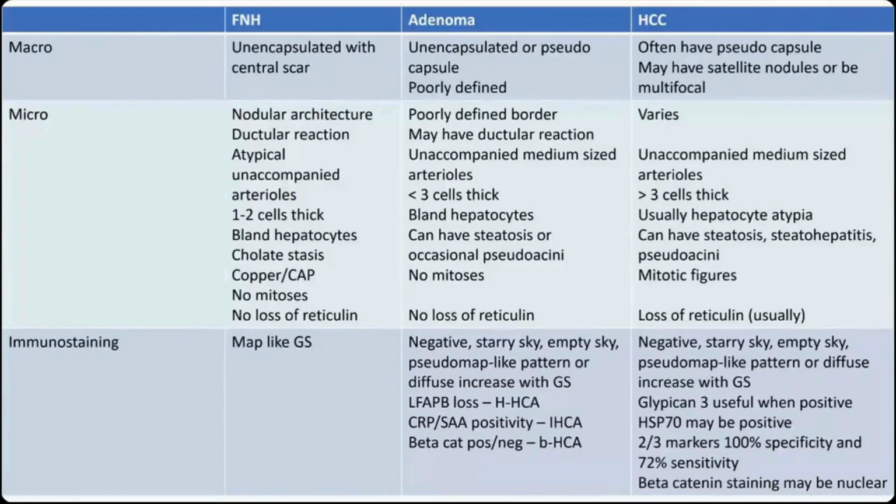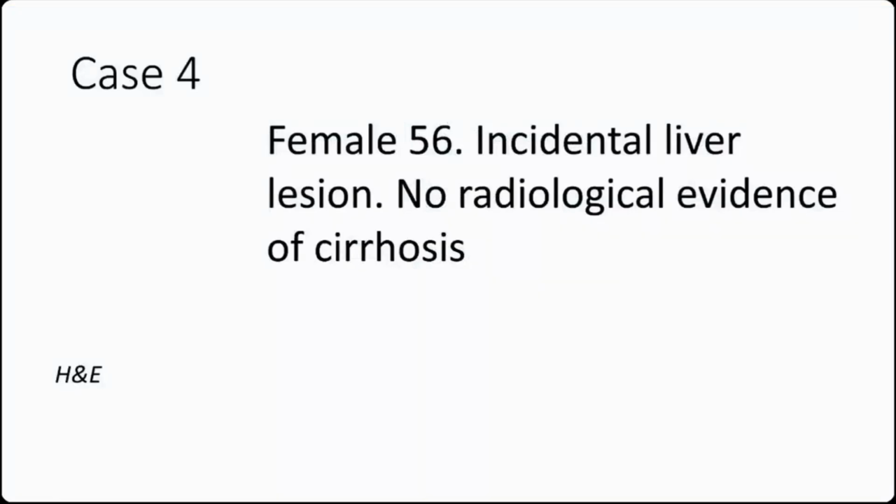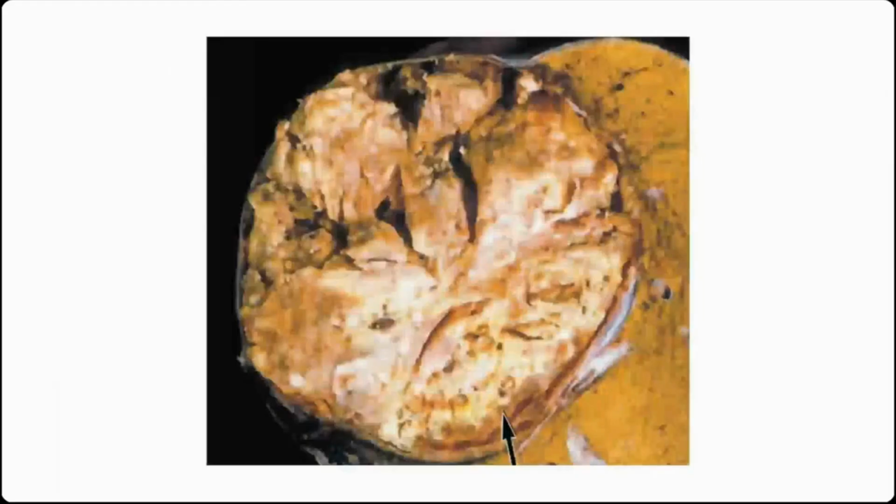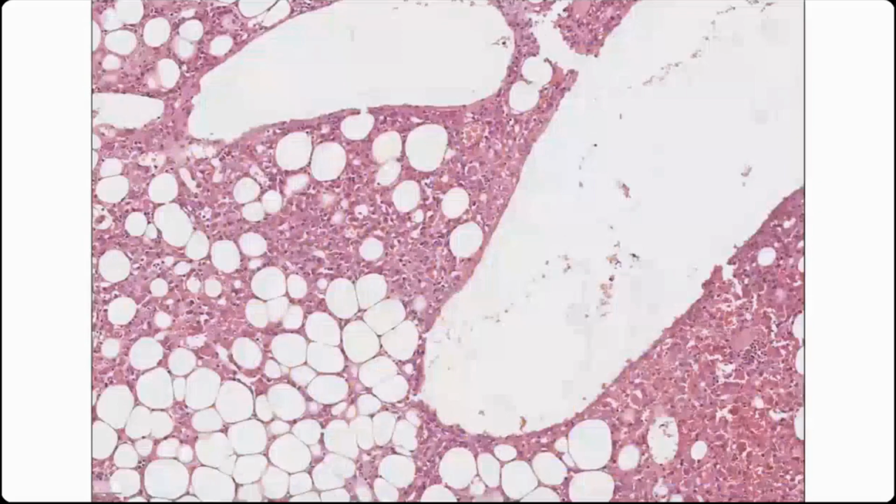And I've just recapped the immuno that we're using. Okay, case 4 is a 56-year-old female with incidental liver lesion and no radiological evidence of cirrhosis. And I've just put the H&E in on this case. This isn't actually my macro picture, I stole it. But here we have a well-circumscribed, partially encapsulated tan lesion.